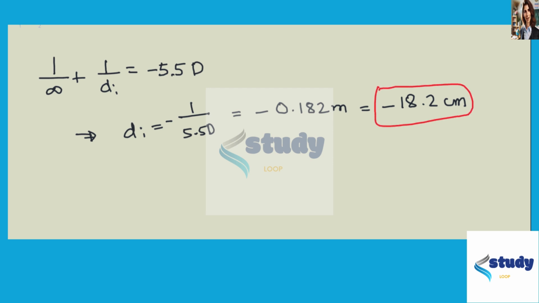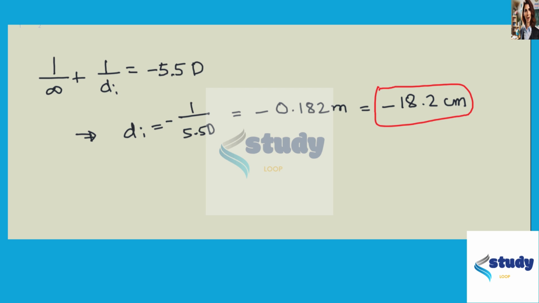One thing we should remember here is the lens is put 2 centimeters in front of our eye, so that means we need to add 2 centimeters to this. Now the negative sign is just to show that the object and the image are on the same side.